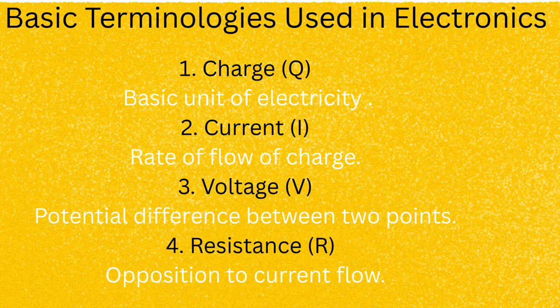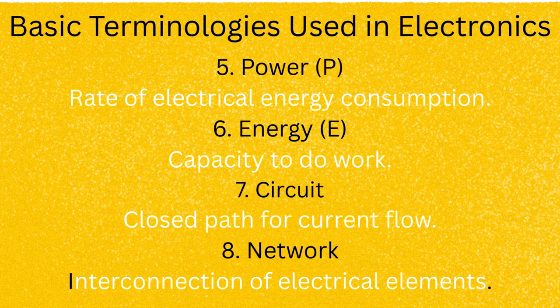2. Current, I, rate of flow of charge. 3. Voltage, V, potential difference between 2 points. 4. Resistance, R, opposition to current flow. 5. Power, P, rate of electrical energy consumption.